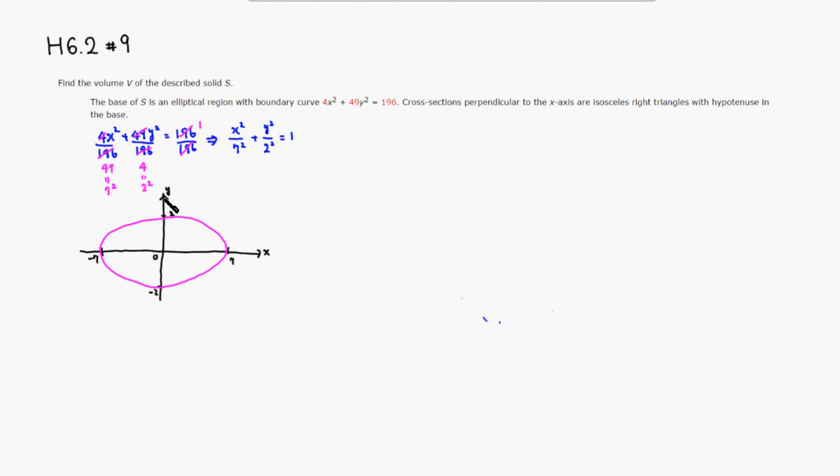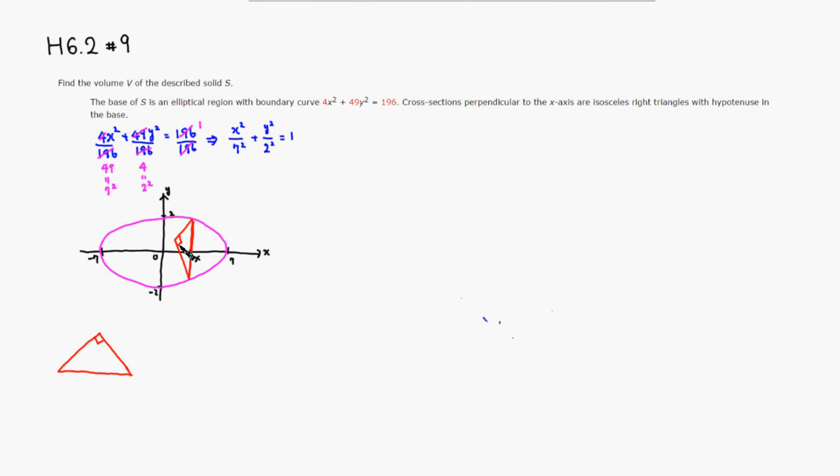And the cross-section perpendicular to the x-axis is an isosceles right triangle. So take a random x here. Then the cross-section is going to look like this. Alright, so let's pull that one out. So you have a right triangle, an isosceles right triangle. Then we want to find, let's see, the base is going to be here.